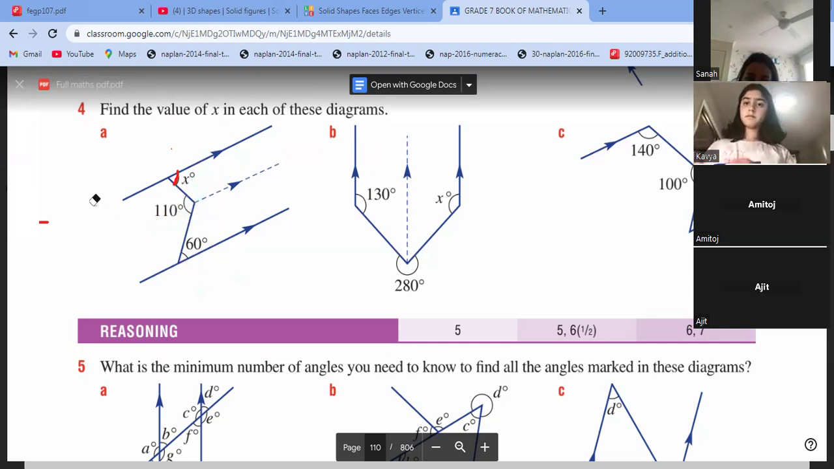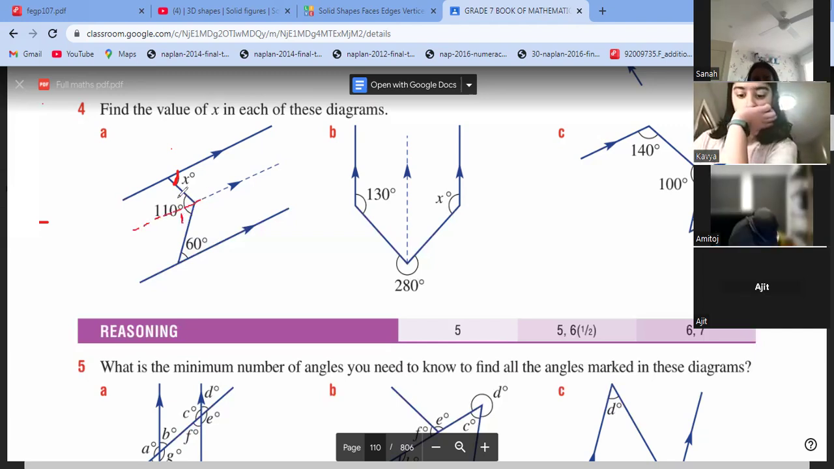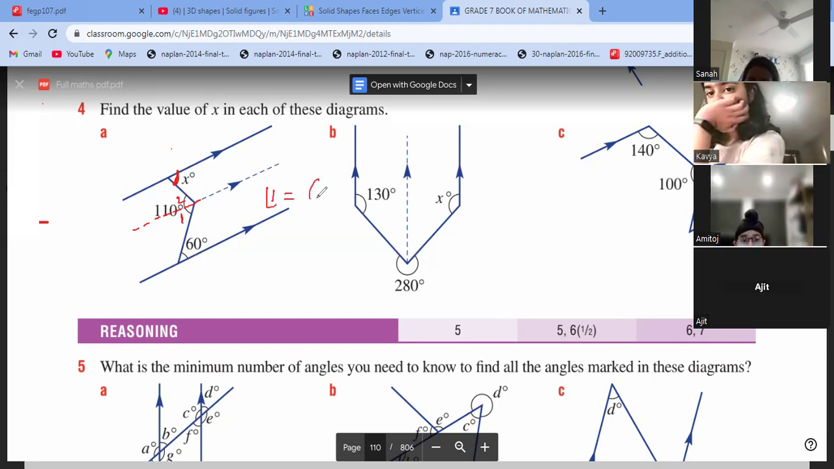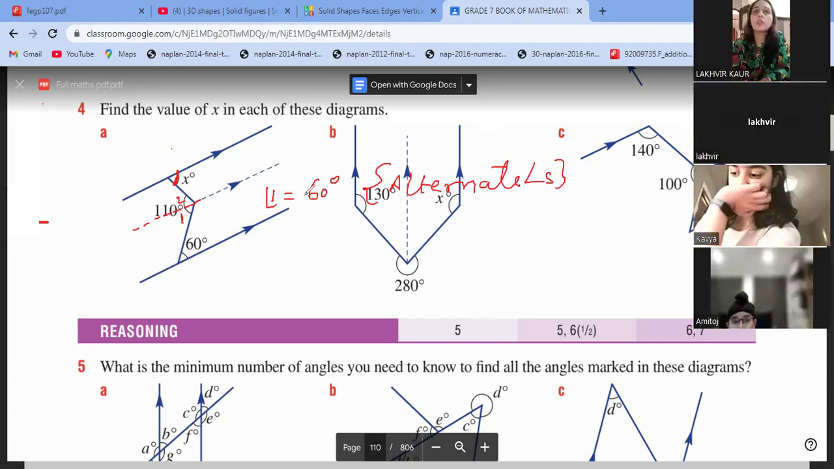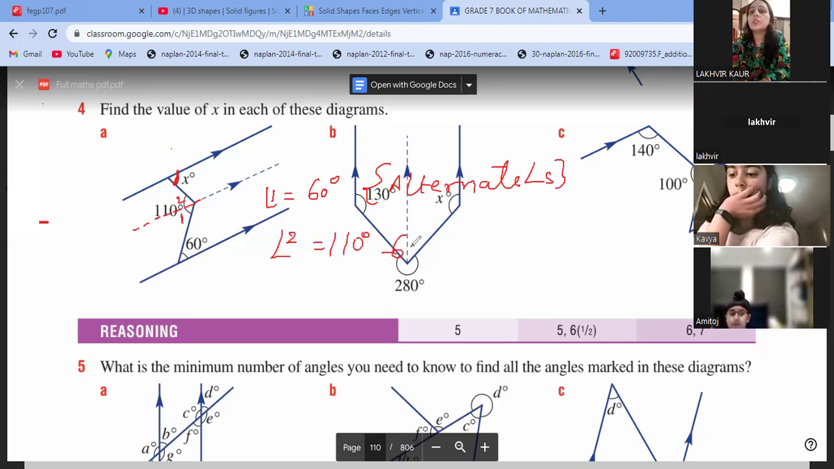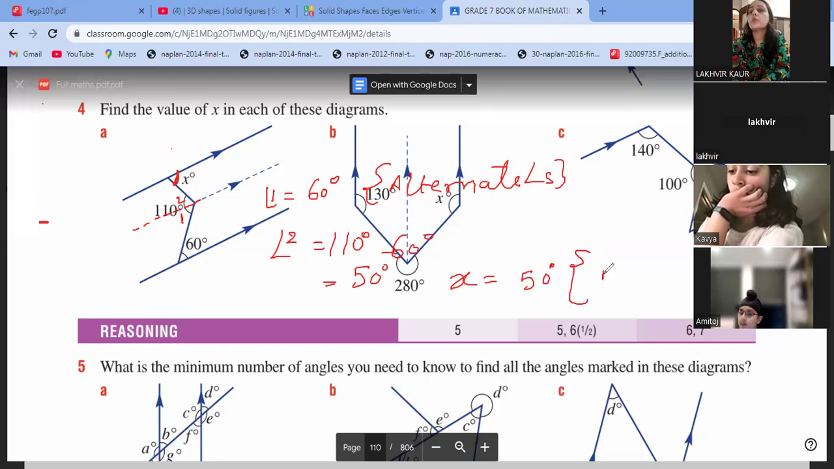So how can you write it down? First, you will extend this line, construct it. This is angle 1 and 2. Angle 1 will be equal to 60 degree because they are forming alternate interior angles. Then how to find out angle 2? That is 110 minus 60 degree, because the sum of this whole angle is given to you as 110. So this will be equal to 50 degree. So now this implies x is equal to 50 degree because they are forming alternate interior angles over there. Got it?